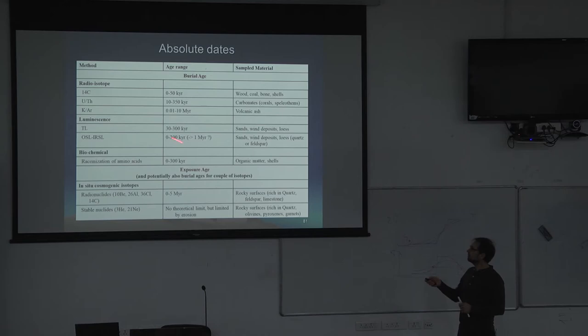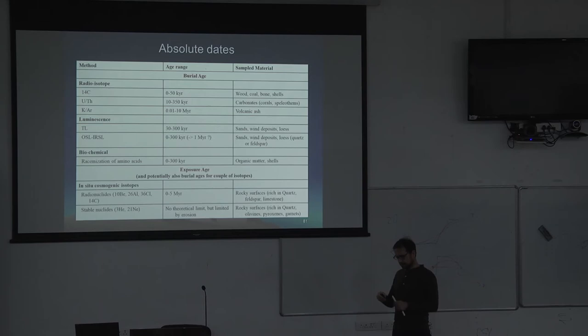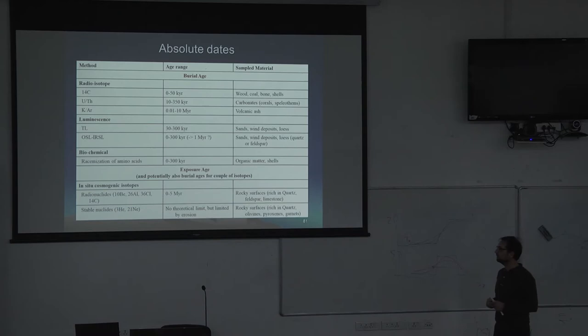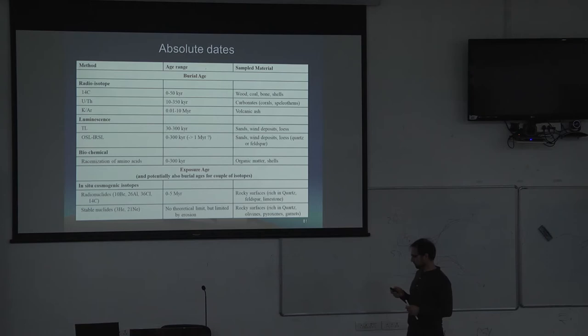Depending on the range of age you want to see, if it's relatively young, you can go to OSL in quartz. If you want to see things slightly older, like 100,000 years, you will move to IRSL in feldspar. And if you want to date something still older, you will move to electron spin resonance, which I didn't mention, another luminescence technique, but it can go up to 2 million years. And tomorrow we will also see the limitations for cosmonuclides.